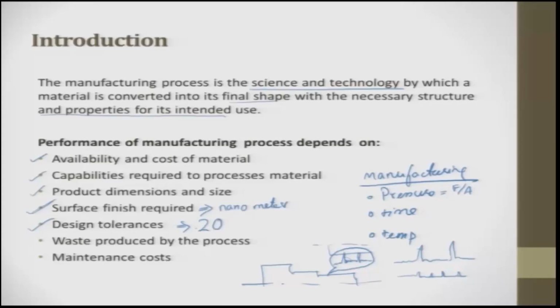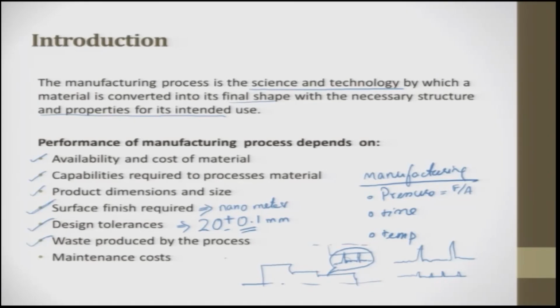So, you will have a basic size, maybe 20 millimeter plus or minus 0.1 millimeter, I say. Here I officially give you a small variation on the basic size, saying that you can't exactly make this. This is called tolerance. This tolerance dictates the process, or looking at the tolerance, you have to choose processes. That is what is called design tolerance. And then the waste produced by the process is also very important. Today, we talk about sustainable manufacturing.